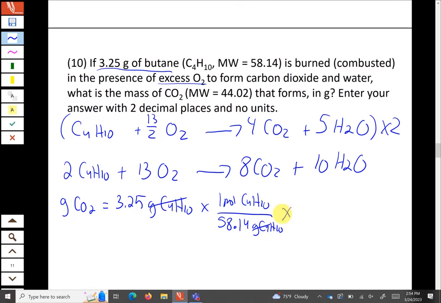Once we have moles of one substance, the next step in any stoichiometry problem is to convert into the moles of the substance that we're looking for, which is CO2. And that's going to use the coefficients from the balanced equation. So we want moles of C4H10 to cancel, so that's going to go on the bottom. We want to find out how many moles of CO2 that corresponds to, and the numbers that go in these are going to be the coefficients. So 8 moles of CO2 are going to form for every 2 moles that react.